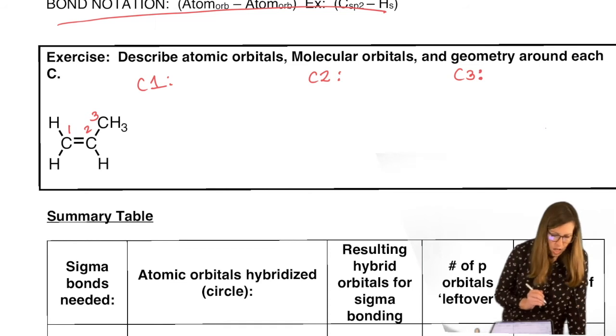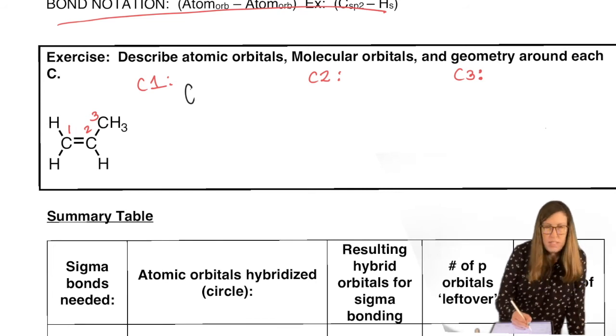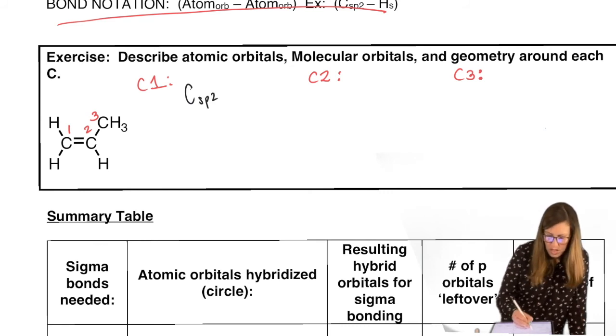I'm going to do carbon 1. So notice we're always going to have 4 bonds. So let's start by listing the 4 bonds. Carbon 1, we have to do the orbital. What is the hybridization of carbon 1? sp2. It's using that sp2 hybrid orbital to make how many sigma bonds?